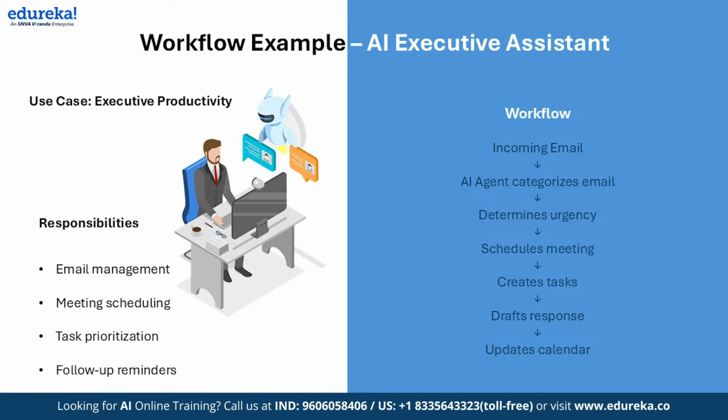You have an incoming email that arrived in your executive inbox. The agent will read this. The agentic AI categorizes the email, identifies whether it's a request for a meeting. It determines the urgency of response based on the sender and the context. It checks the executive calendar and schedules a meeting for the suggested time. It creates a task for the executive, like preparing for the meeting, sending the response in a timely manner, escalating if needed, and it drafts a response confirming the meeting to the sender. It's sent to the sender, CC the executive, and finally it updates the calendar with all the meeting details.